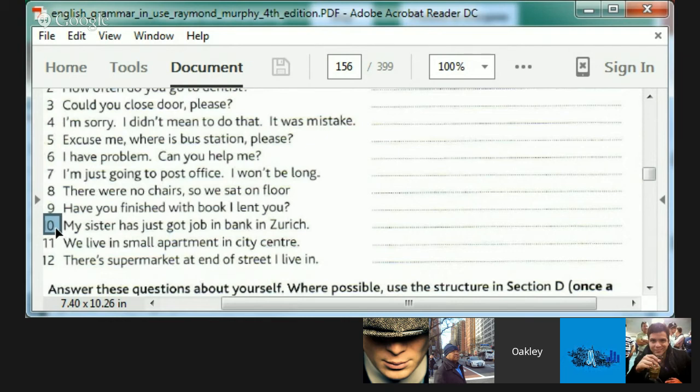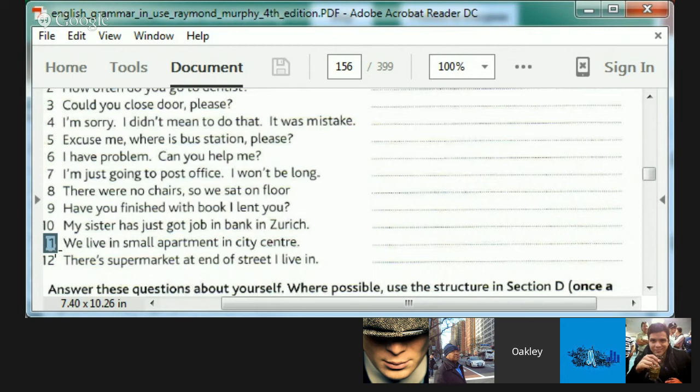There's many jobs, but it's Zurich. So of course there's many banks. Actually, every town has many banks. So all right, one of many banks. So it's a bank. Okay. All right. Ignacio, number 11.